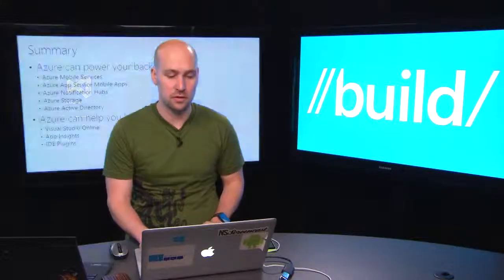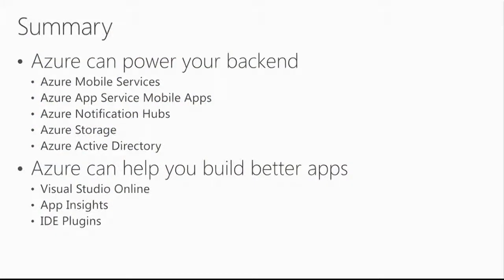So to summarize what we looked at today, Azure can power your backend no matter what you're building as far as a mobile application goes. So there's Azure Mobile Services, which is production approved right now. There's Azure App Service and Mobile Apps, which is in preview right now, and it's kind of the future of where we're going. There's Notification Hubs, which handle push notifications, and that works with mobile apps and mobile services, but can also work as a standalone if you just need to do push notifications.